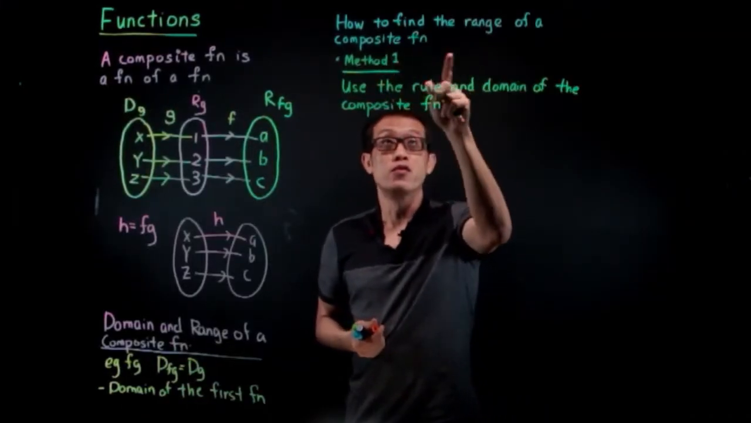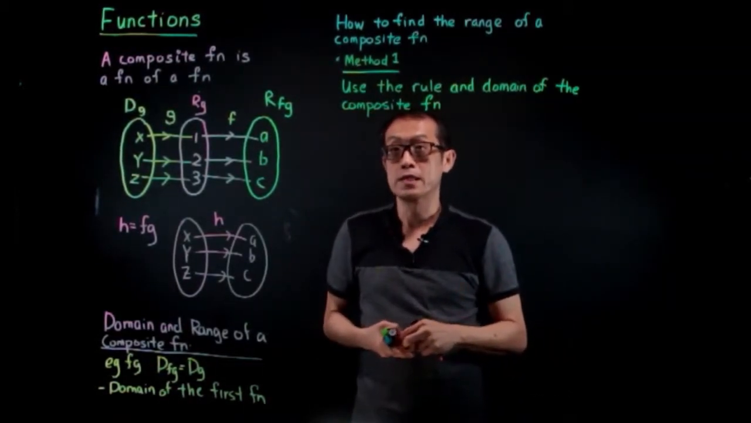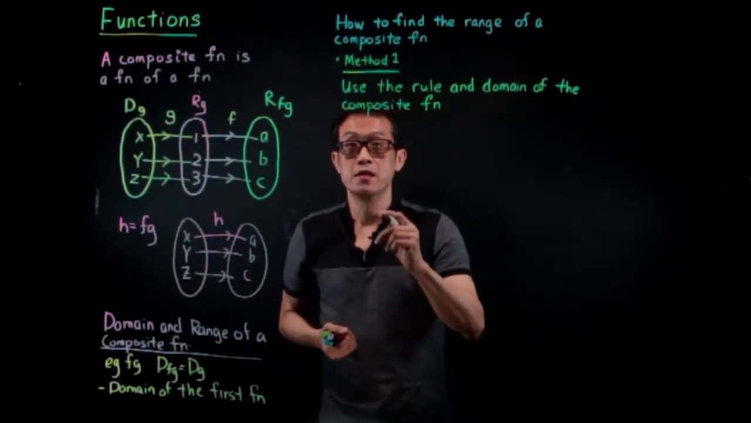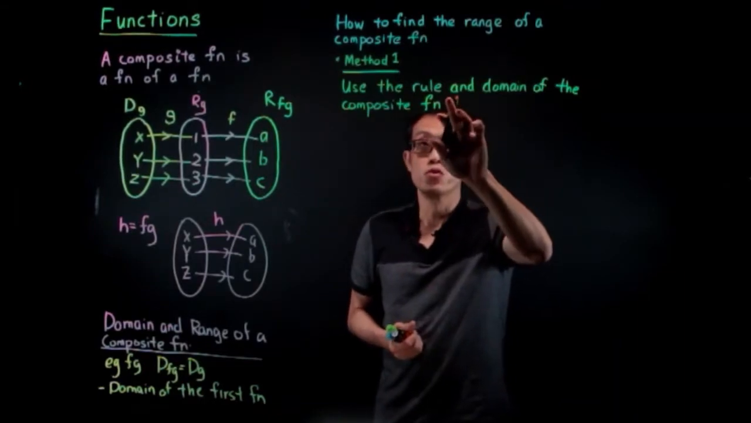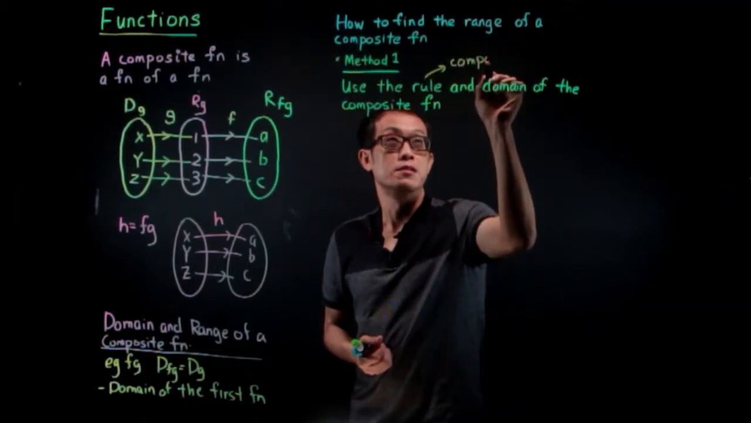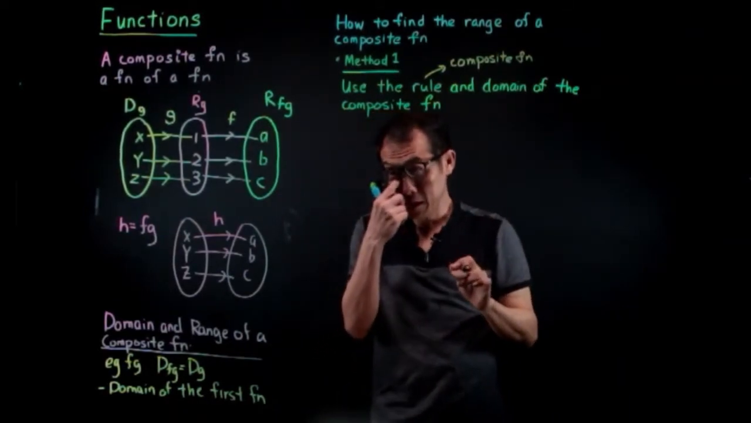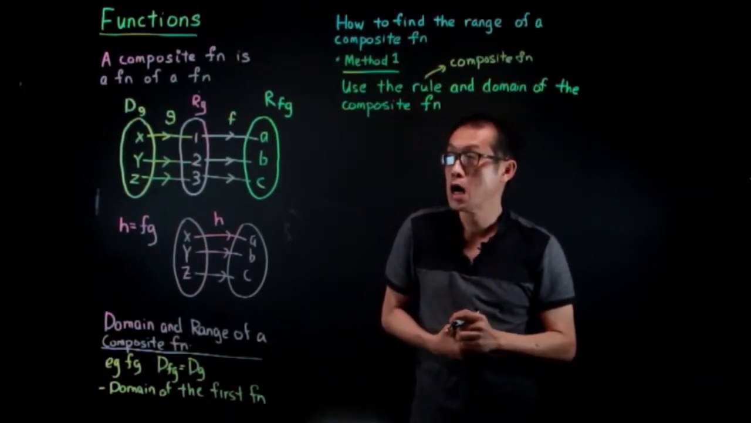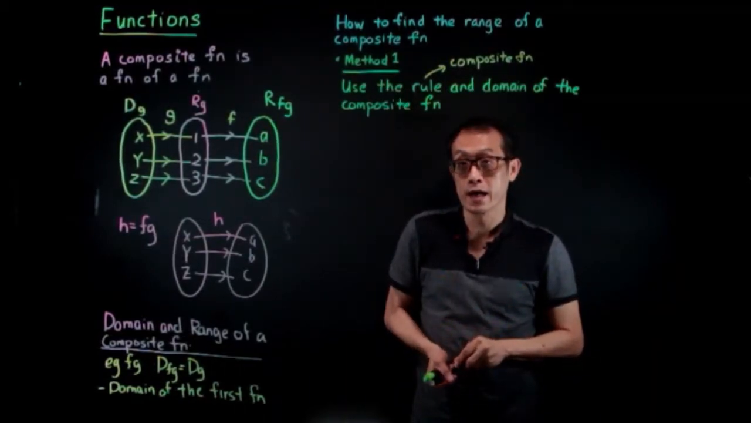We are coming to how to find the range of a composite function. There are two methods. Let's talk about the first method first. Method one uses the rule of the composite function and the domain of the composite function. Maybe it's easier for me to show you using an example.